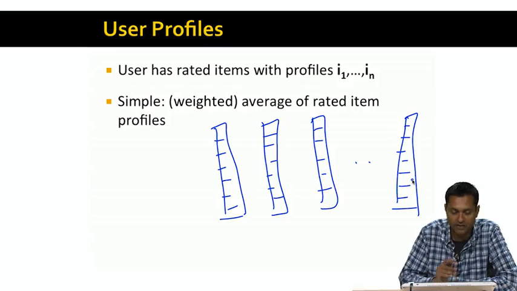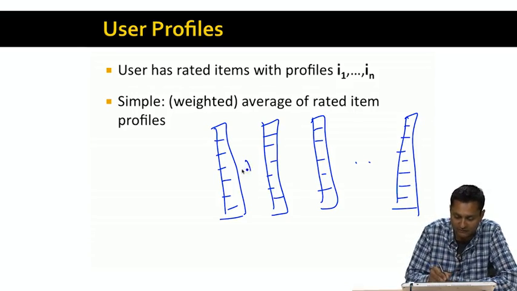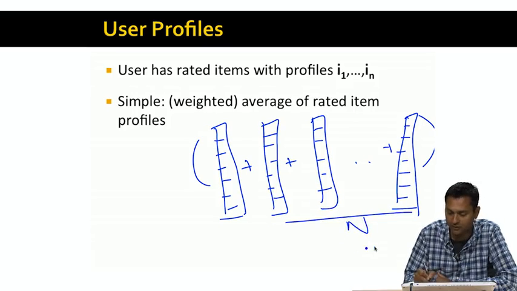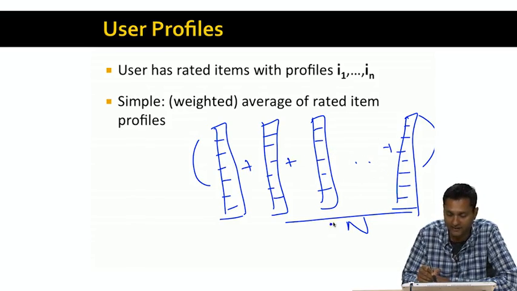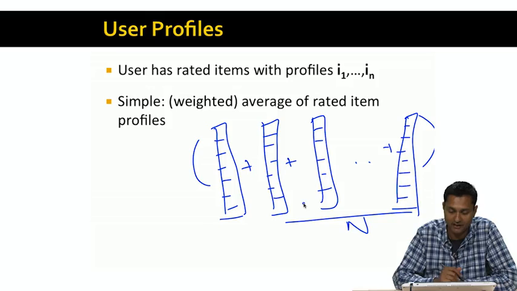Now, the simplest way to construct a user profile from a set of item profiles is just to average the item profiles. Here, N is the total number of item profiles. So if I take all the item profiles of all the items the user has rated, and then take their average, that would be the simplest way of constructing a user profile.